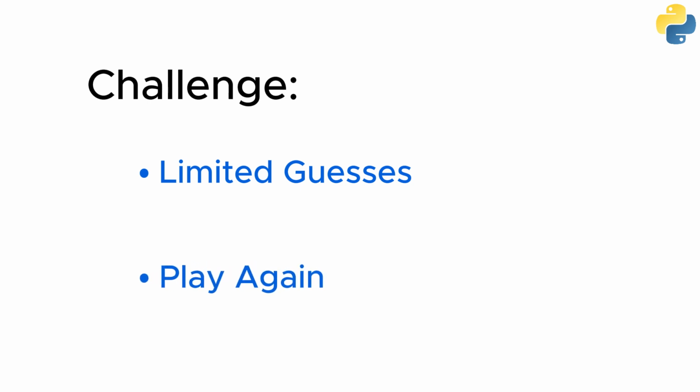Now for a challenge to really test your new skills. Limited guesses. Modify the game so the player only gets a certain number of tries, e.g. 7 guesses. If they run out, tell them the secret number and end the game. Play again. Can you wrap the whole game in another while loop so the user can choose to play multiple rounds without restarting the program? Hint: ask input "Play again?" at the end and use lower. These challenges will help you combine everything we've learned in new ways.